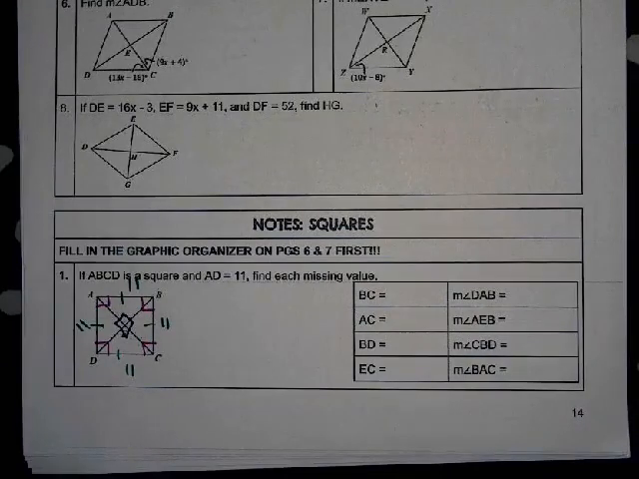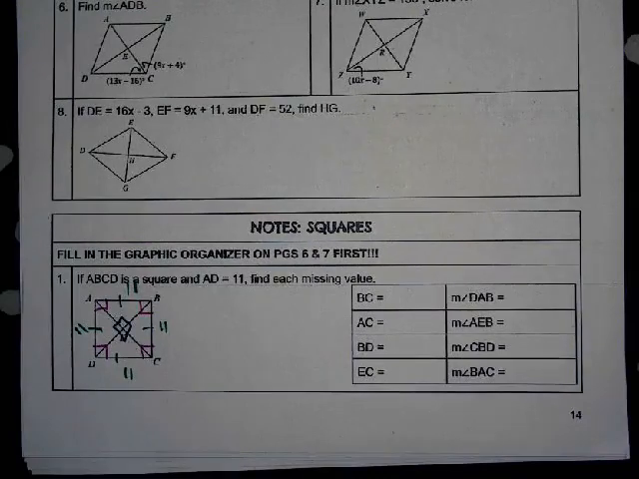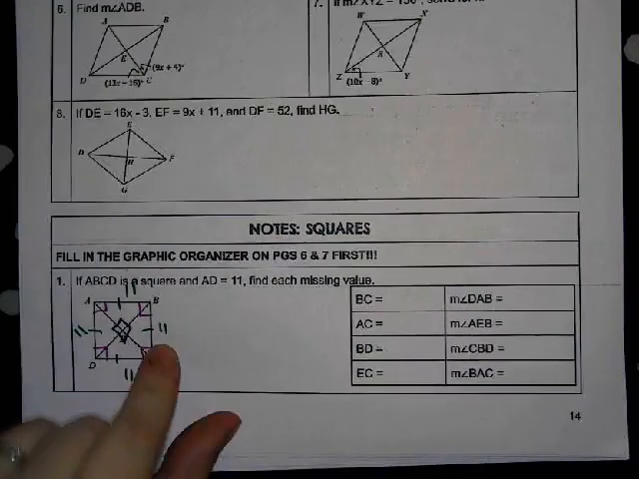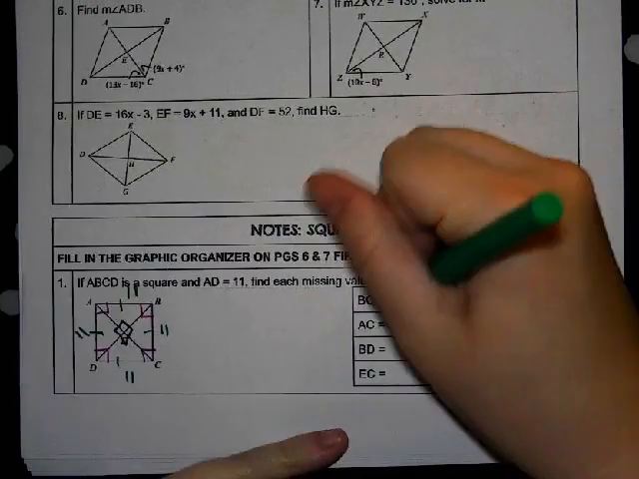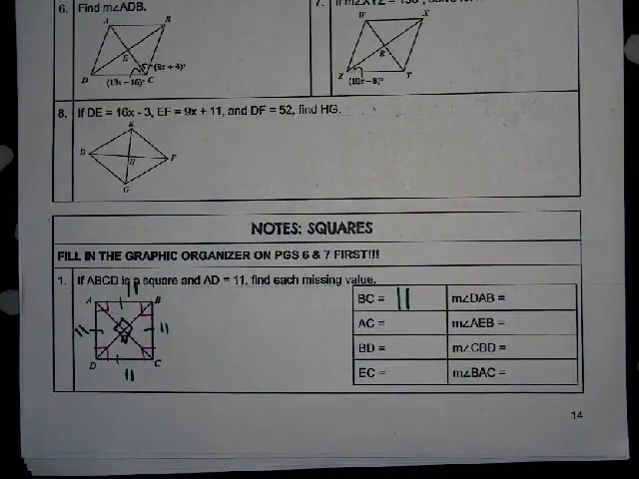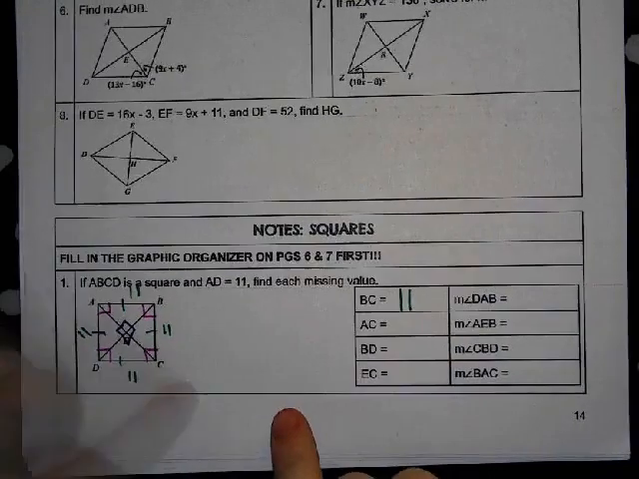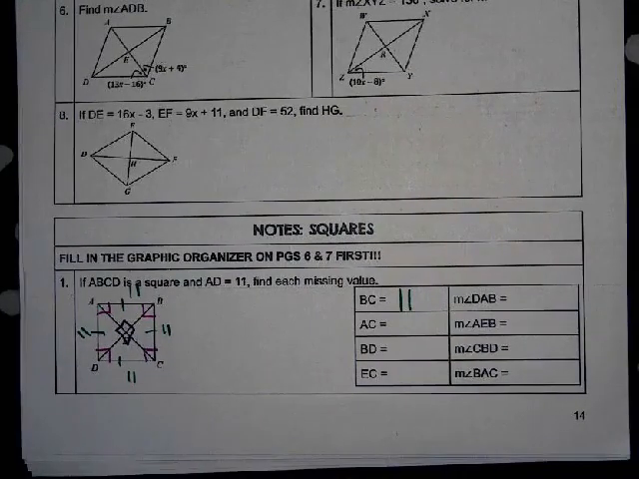So now I can go through it and figure out what I can fill in and what else I still need to find out. So far, BC, we've done that one. It's the side of a square, it's 11. Then I need AC, that is a diagonal. I don't know any sides inside my triangle right now, so I'm going to skip it. BD is inside, so I'm going to skip it, and EC is inside, so I'm also going to skip it.